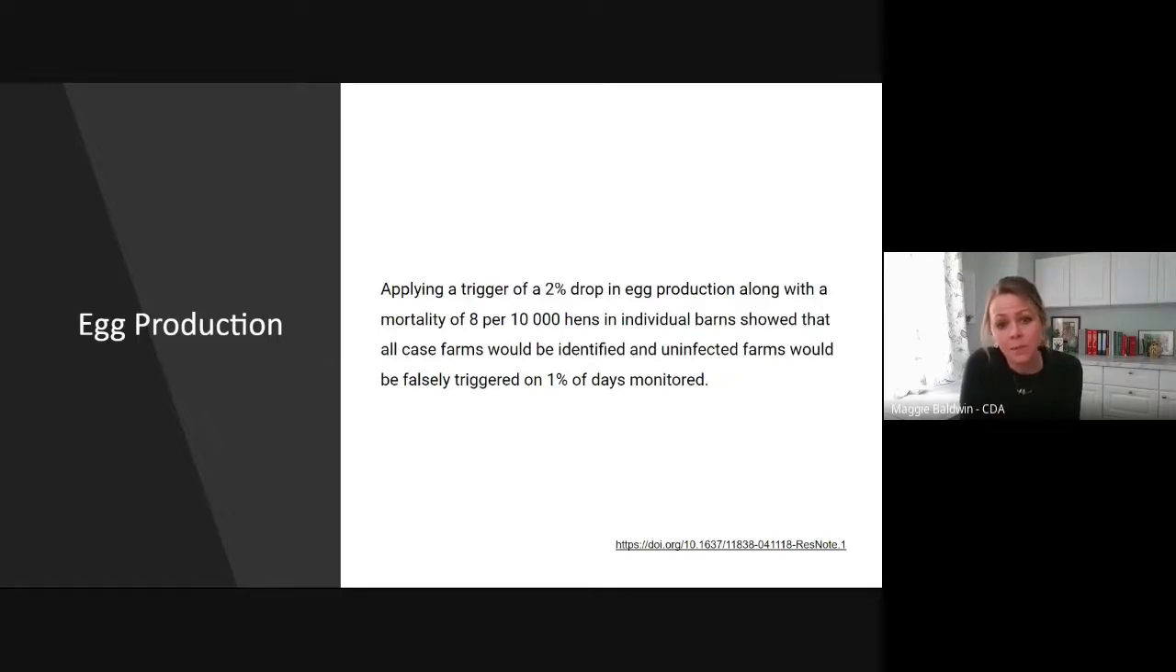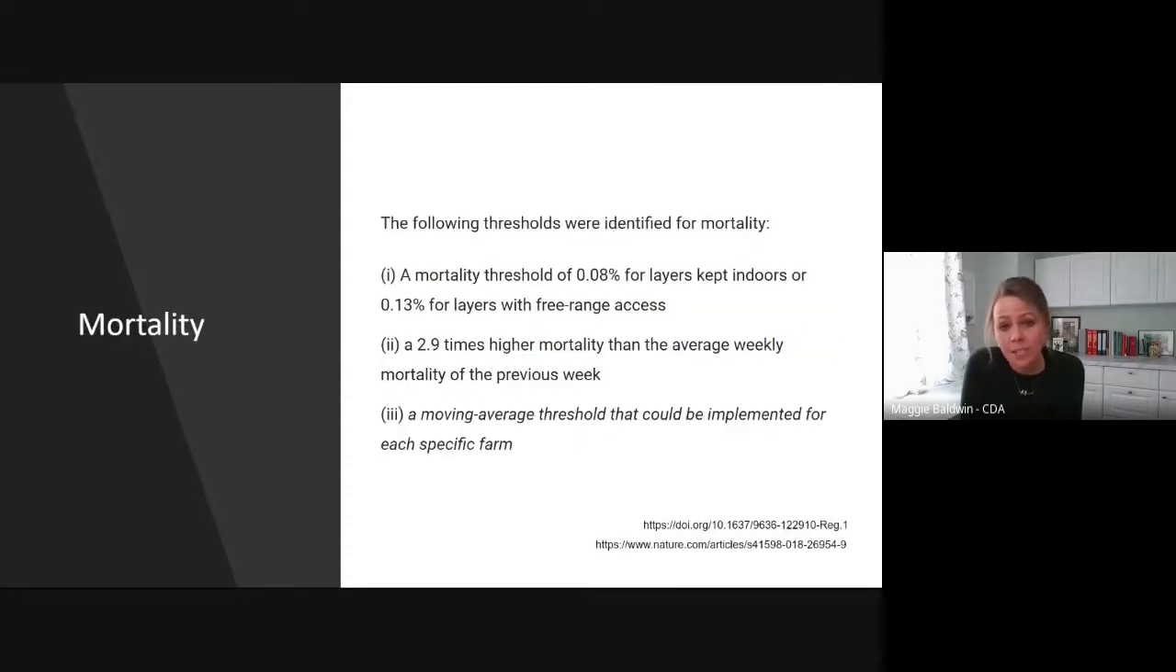And you know, sometimes that might be a false indicator. Like I said, it might not be high PathAI, but it might be. And so at what point do you report that? Mortality, really the key here was having a moving average threshold that you would implement on your farm. So when you say, here's our normal daily mortality, and this is going to be our trigger that says something else is going on, and we're going to call in and get some diagnostics.